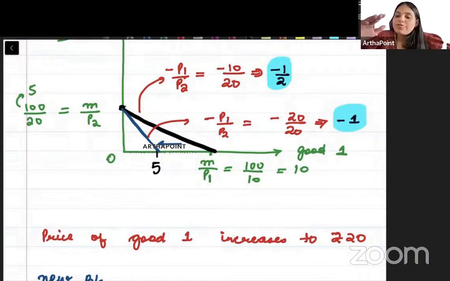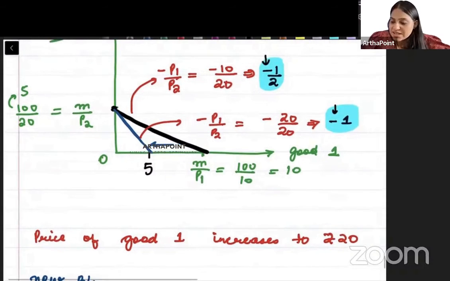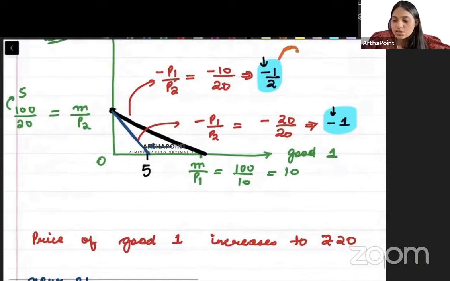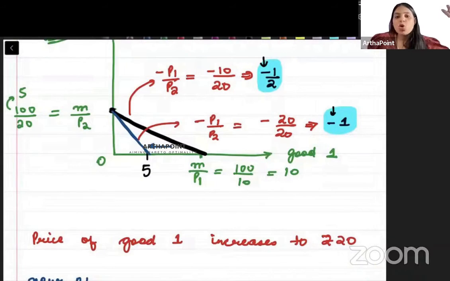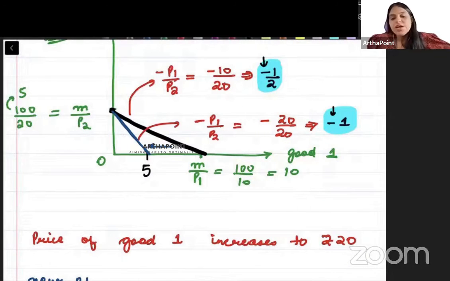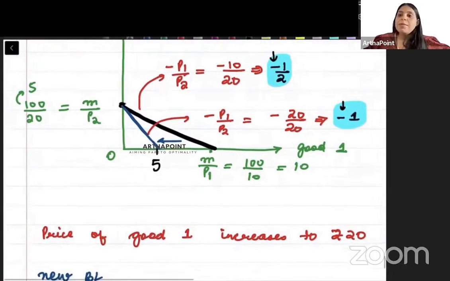Whenever we talk about the slope, the negative sign just shows it is downward sloping, we don't care about that, leave the negative sign. But see that here the slope in absolute terms is half and here the slope is 1, right? So when the slope in absolute terms increases, the line becomes steeper. So what has the line become? Steep. So the budget line has become steeper.